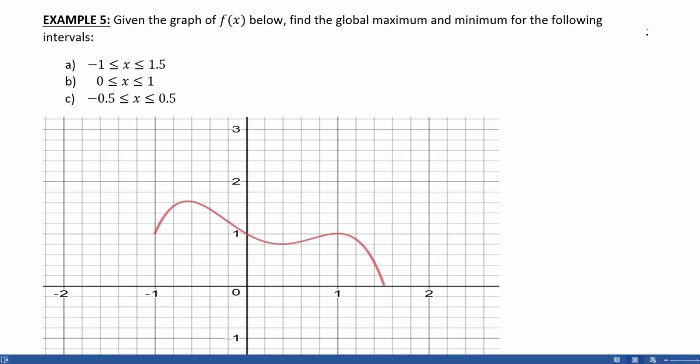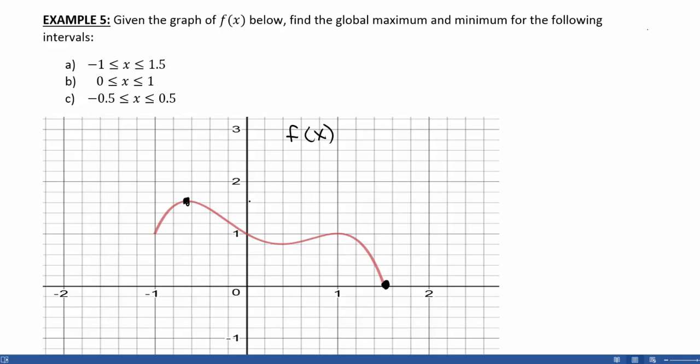Example 5. Given the graph of f of x below, find the global maximum and minimum for the following intervals. A, x between -1 and +1.5. So here, if we're considering the first interval, that's the entire graph. So the entire graph goes from -1 to +1.5. So if we're looking for the global max and the global min, we're looking for the highest and lowest points on the graph. So the highest point appears to be right here. And the lowest point appears to be right over here.